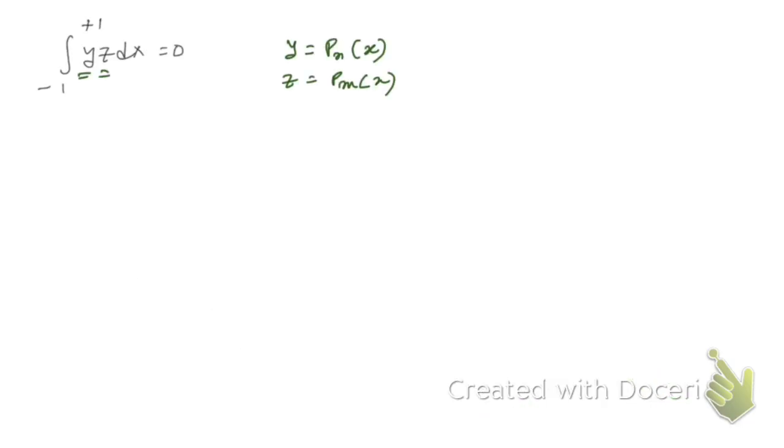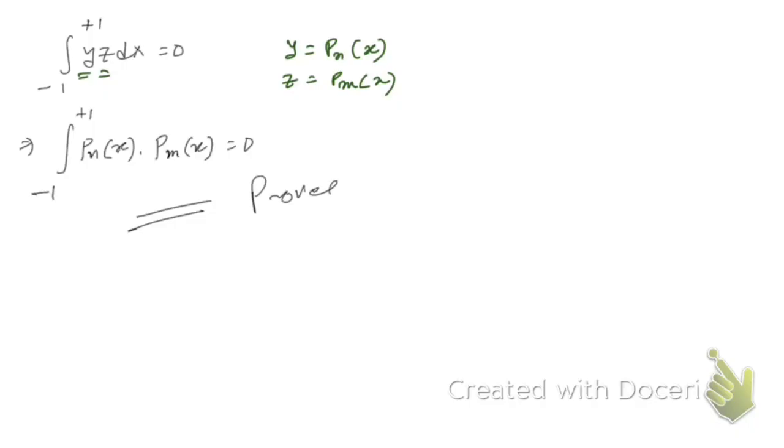So what we have to do now, therefore, we're going to put integration from -1 to +1 of what? y means Pn of x into z means Pm of x, that is equal to 0 we have got here. So this is what we need to prove, for m is not equal to n, right? Hope you have understood this.